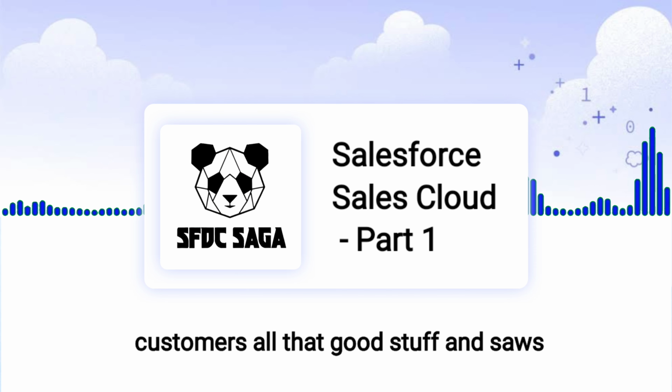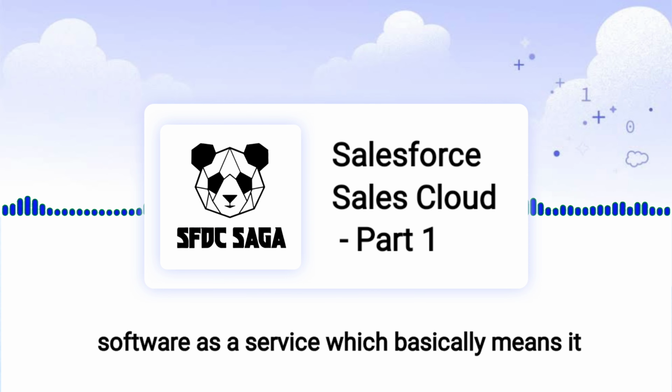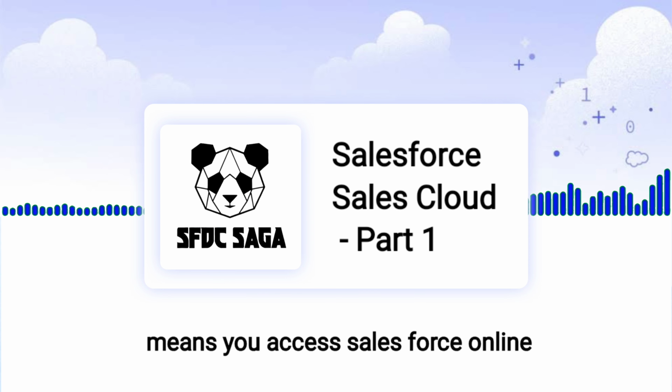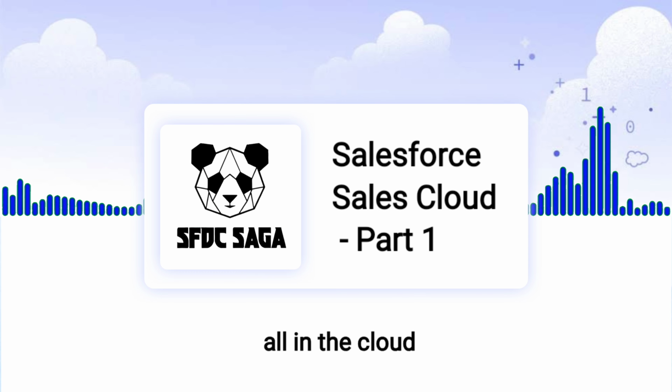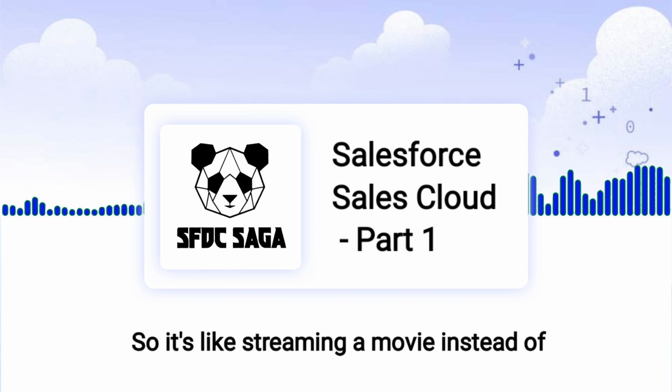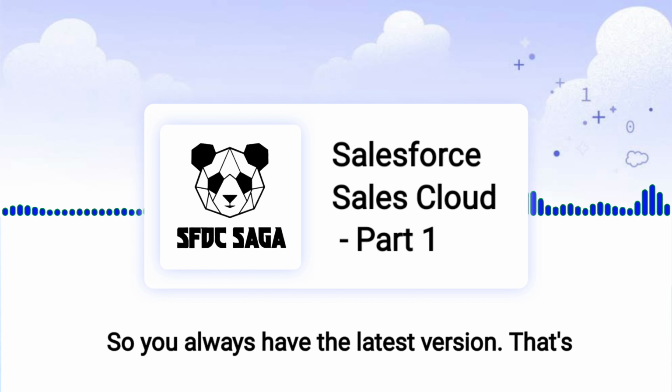And SaaS. What does that even stand for? It stands for Software as a Service. Which basically means? It means you access Salesforce online. No need to download or install anything. It's all in the cloud. So it's like streaming a movie instead of buying the DVD. Exactly. And updates happen automatically, so you always have the latest version.